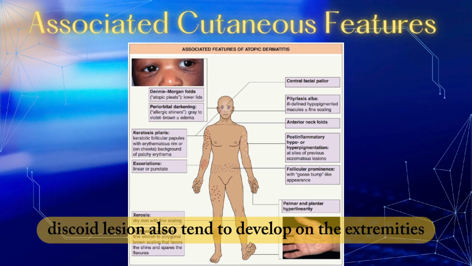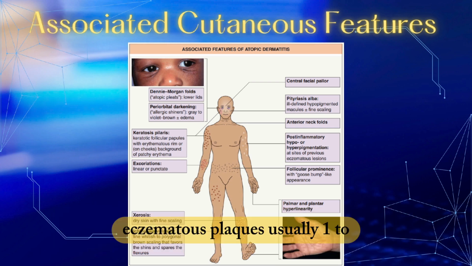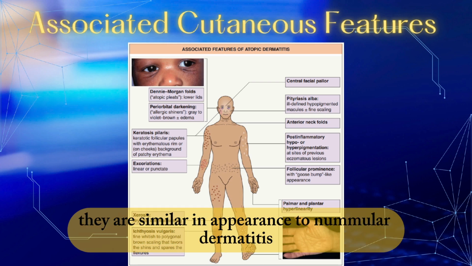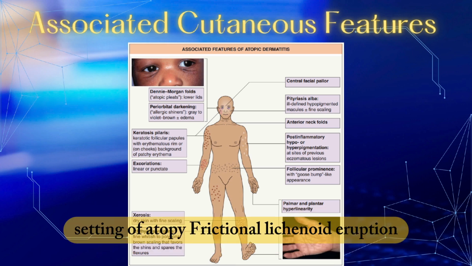Nummular discoid lesions also tend to develop on the extremities in children and adults with AD, appearing as coin-shaped, ill-defined plaques, usually 1 to 3 cm in diameter, and often with prominent oozing and crusting. They are similar in appearance to nummular dermatitis occurring outside the setting of atopy.